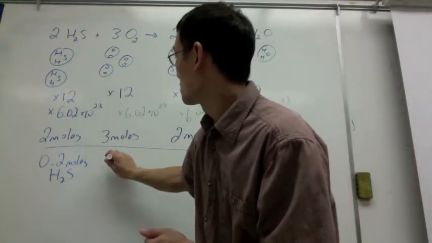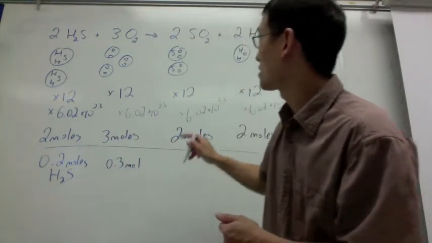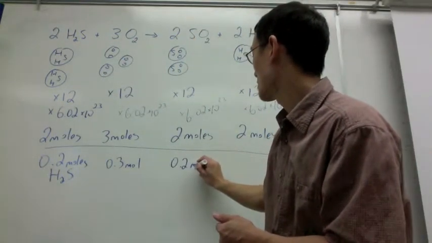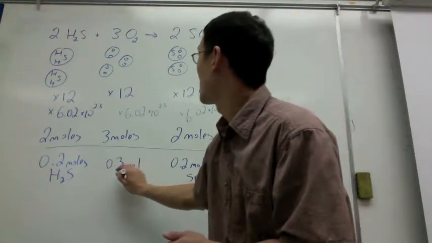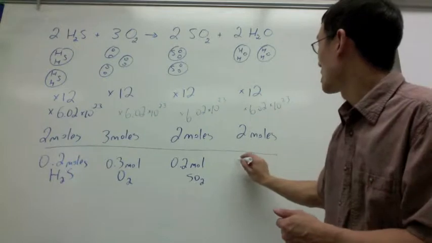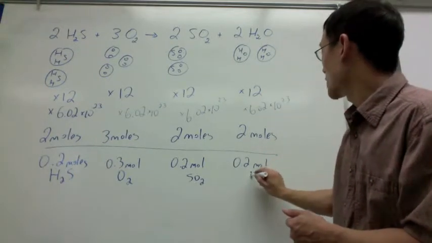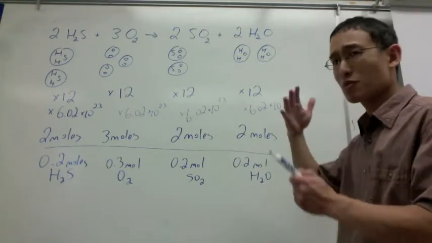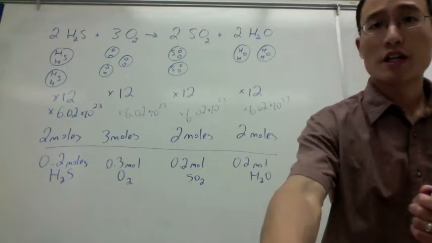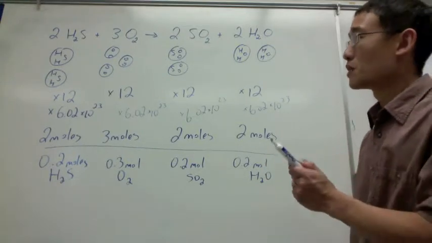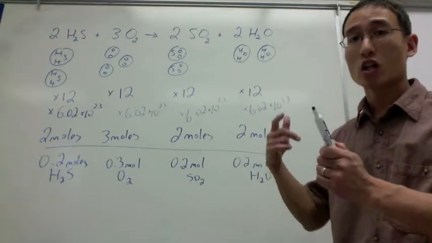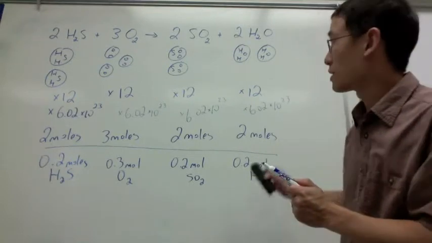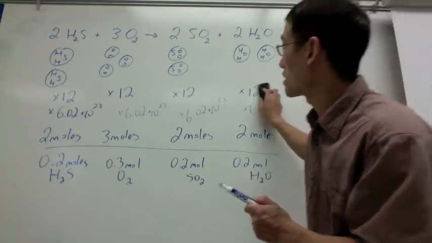I would have 0.3 moles of this. 2 and 2 is the same number, so I'd have 0.2 moles of this, and I would have 0.2 moles of H2O. So everything is scaled in the same way, and these numbers are pretty easy to work with and easier to see. Now, a lot of times the numbers that we get are a little trickier, and they're harder to determine certain amounts. So let's take a look at the first question here.